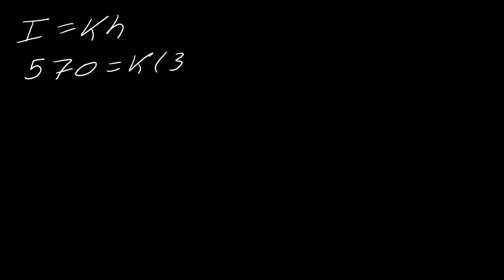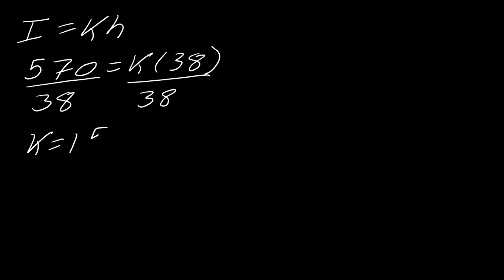If I set this up using those letters I just outlined, I get income varies directly with the amount of hours she works, so there's my setup. It says last week she earned, so that's income, $570 for working 38 hours. So there's plugging in that information. If I solve for K, I do this, and I get K equals 15.